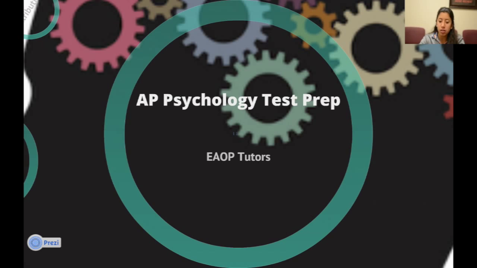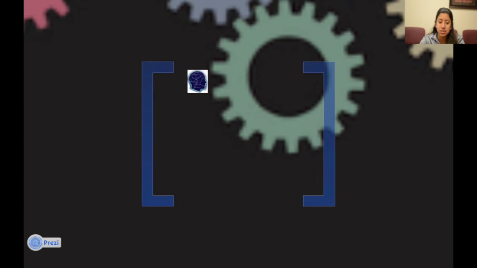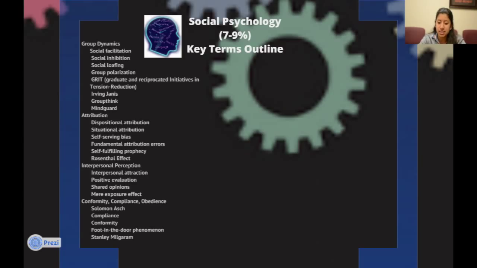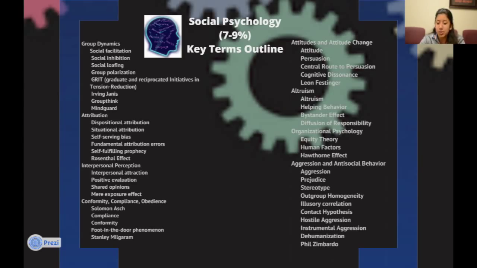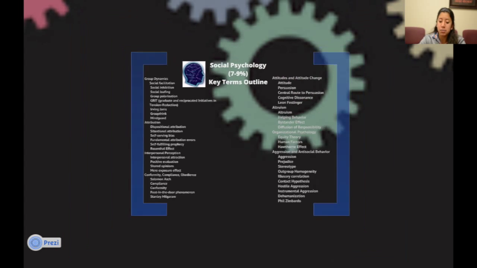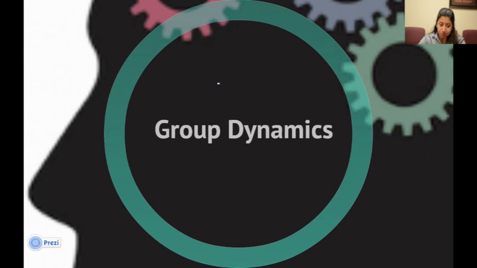So today we're going to be going over some AP Psychology test prep, and we're going to be looking at social psychology. So go ahead and look over these key terms. If you notice any of these key terms, that's really good. It's a great sign because then that means you know some of these. This takes about 7 to 9% of your exam, so it's important to know these people and these terms. So right now we're going to be looking at group dynamics.